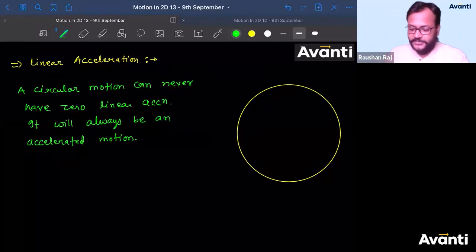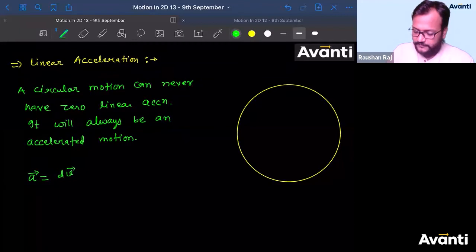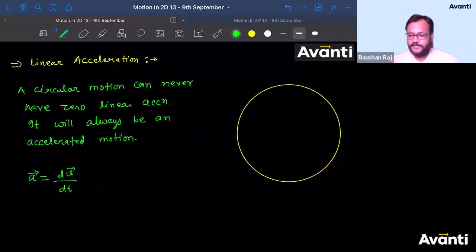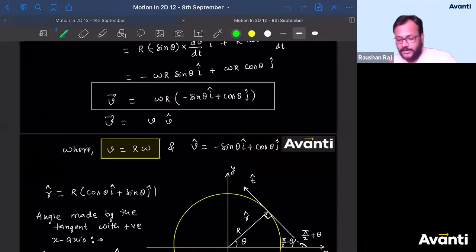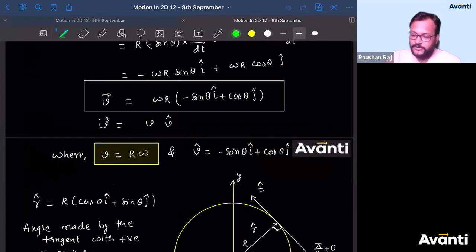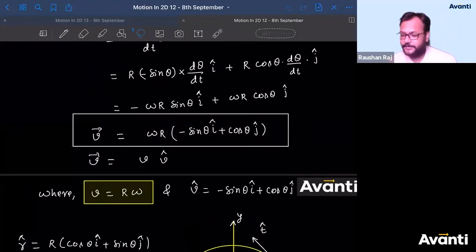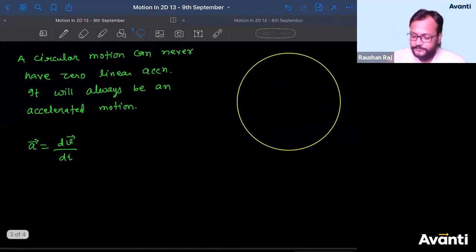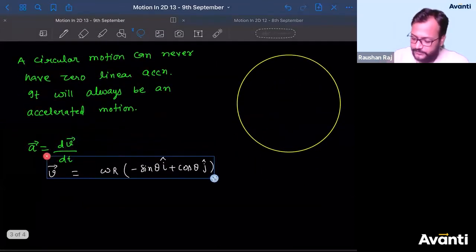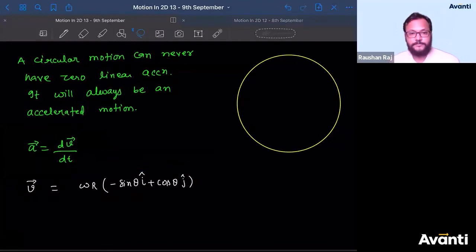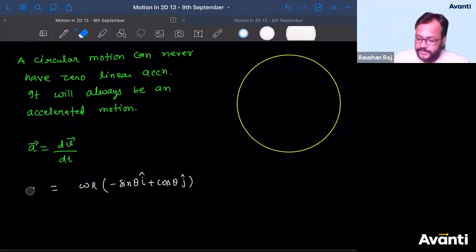So what is the definition of acceleration? A is nothing but dv divided by dt. Isn't it, guys? And in last class, we have studied what is the value of v. So let me copy this down. Let me put it here. V is this one. So I need to find what is acceleration.